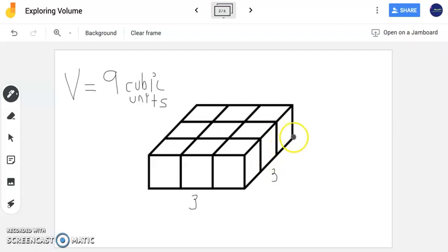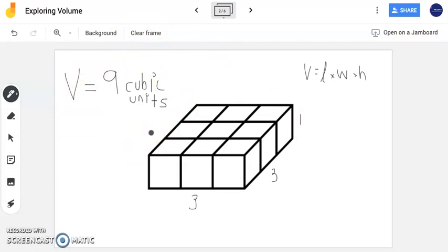But now I'm going to check my height. My height is only 1 unit tall. So now if I was to find my volume here, we're just going to do my length times my width times my height. Now here I have 3 times 3 is 9 times 1 is 9, giving me the same answer I got when I counted the cubes as well.